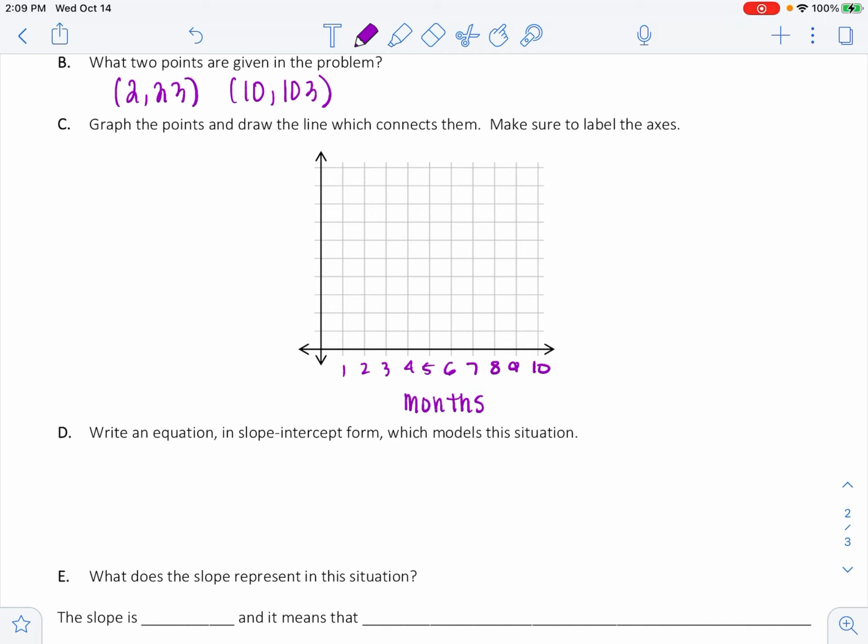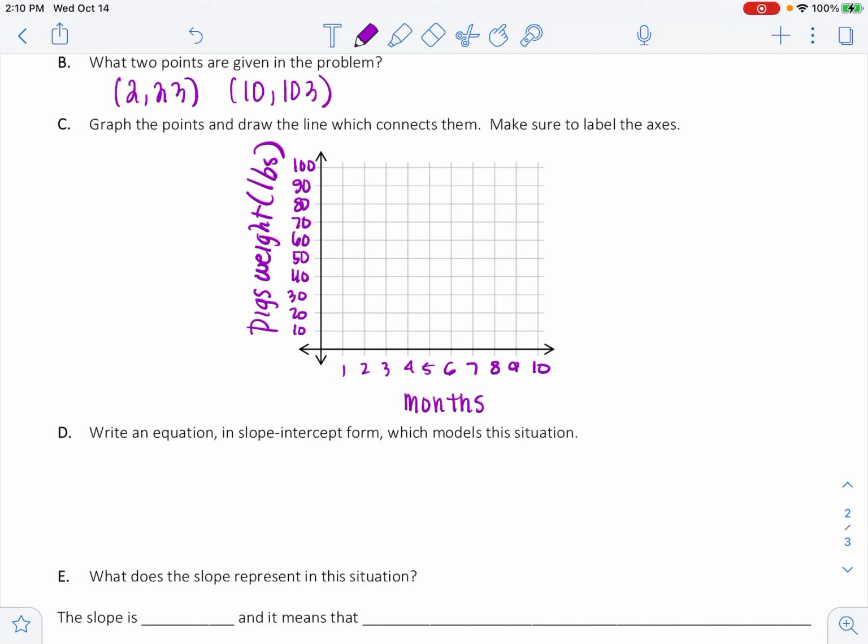All right, and then I need 23 through 103. And 103 is so close to 100. So I'm just going to go by tens and have that last one be a little bit off of my chart, which is fine. By tens, I'm going to do 10, 20, 30, 40, 50, 60, 70, 80, 90, 100. And this is the pig's weight, so I'm just going to put pig's weight in pounds.